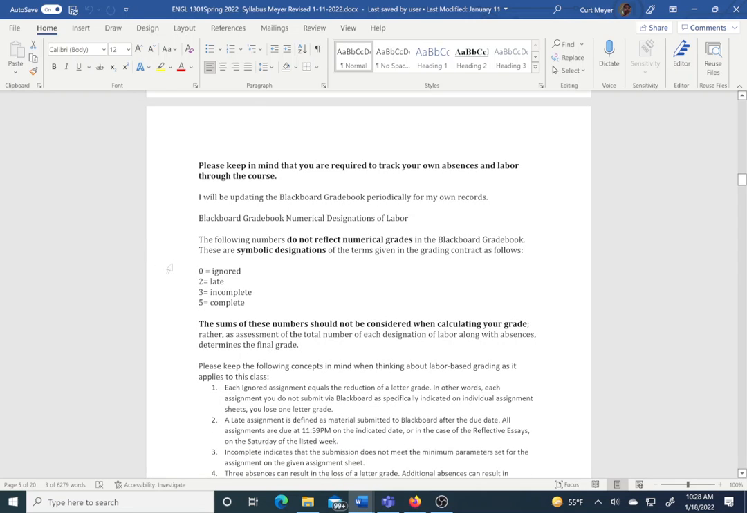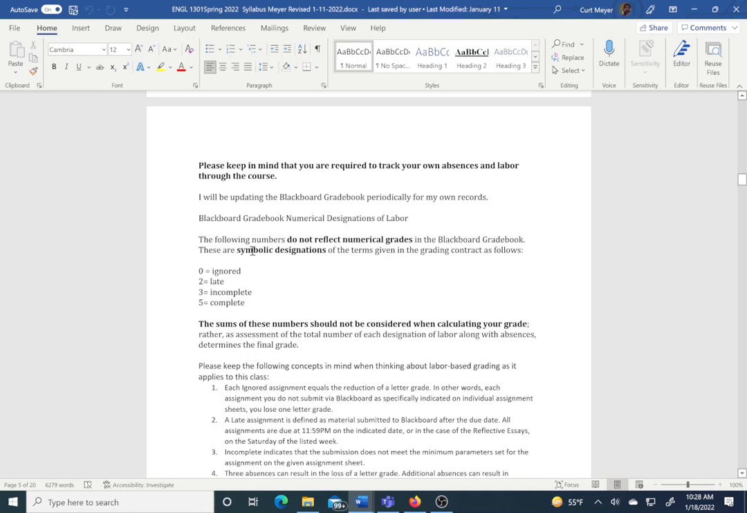So I want you to understand these concepts. These numbers here, which you will see on Blackboard and hear me refer to in various videos and whatnot, are emblems, right? They're symbols. They are not numbers to be added, subtracted, etc., on Blackboard. If Blackboard would allow me to put emojis, I would put emojis. Blackboard does not, so I don't.